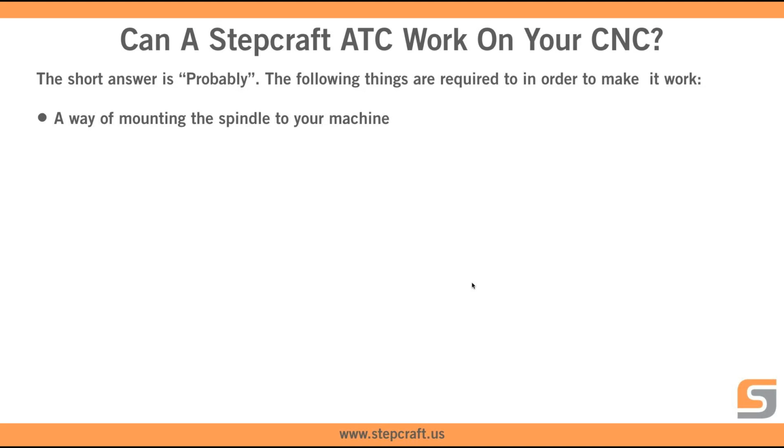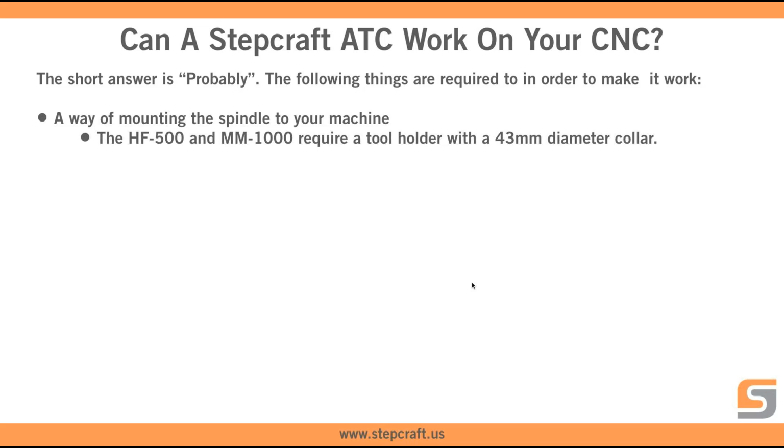One of them is you need a way of mounting the spindle to your machine. Again, the HF500 and the MM1000, the two smaller ones, need a 43 millimeter collar. So you would have to maybe make a custom bracket with a 43 millimeter circle to hold it and to support it. And then the 2200, which is the bigger one, if you have a larger CNC, has a backplate mount.